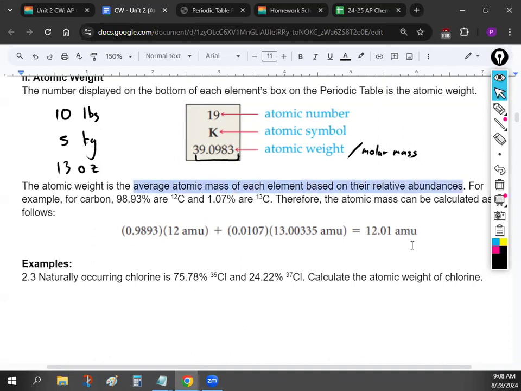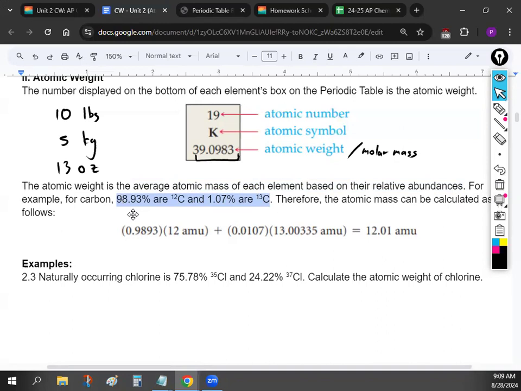their relative abundance. So basically, if we go out into nature and we look for all of the potassiums, the average weight that we're going to get from all the potassiums ends up being this number at the very bottom. And the calculation for that is very easy. Here we're going to do an example with carbon. It tells you that 98.93% of all carbons are going to be carbon-12, and 1.07% are carbon-13.